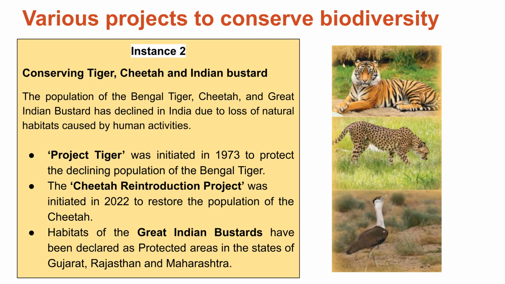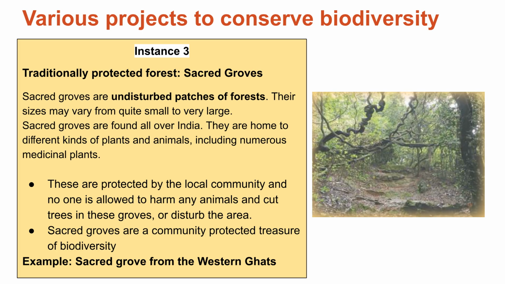Besides that, there are other initiatives taken by government to conserve tiger, cheetah, and Indian bustard, which is a bird. Project Tiger was initiated in 1973 and another project named Cheetah Reintroduction Project in 2022, and habitats of Great Indian bustards have been declared as protected areas so people cannot hunt these animals. So these are other ways to protect these animals.